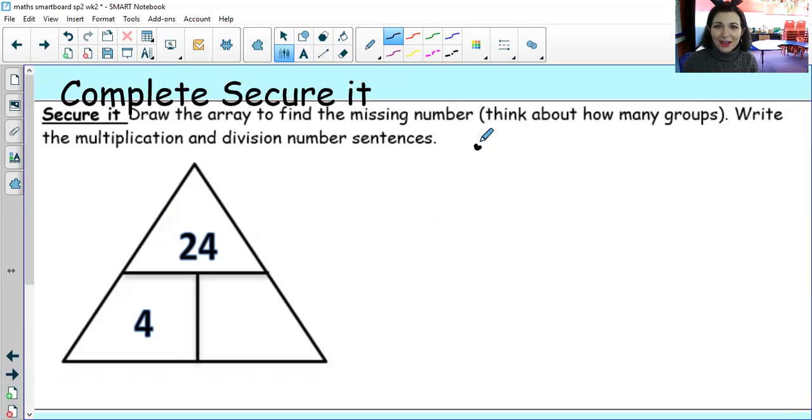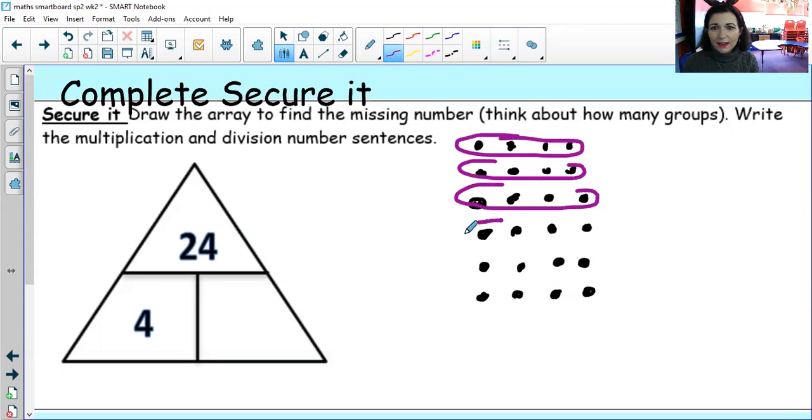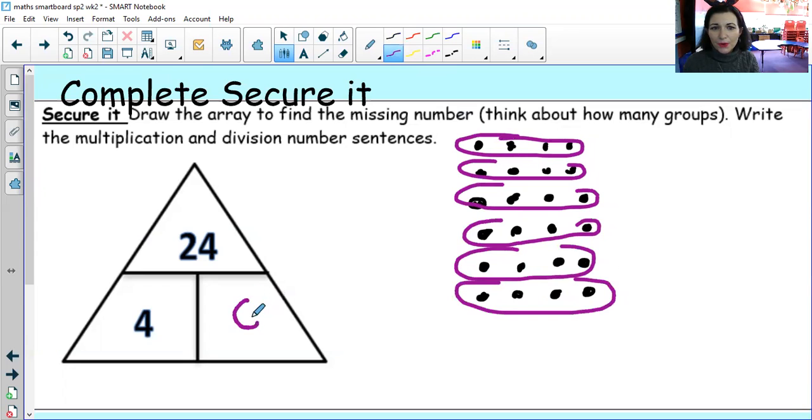Okay, you two, well done. So 1, 2, 3, 4, 8, 12. Sure, your arrays are a little bit neater than mine. That's 16, 20, and 24. So how many groups of 4 did I have? 1, 2, 3, 4, 5, 6 groups of 4.